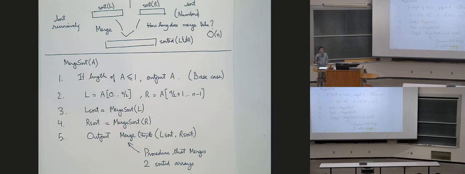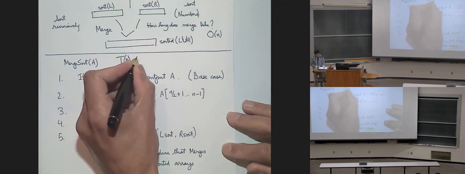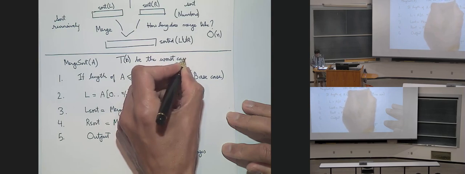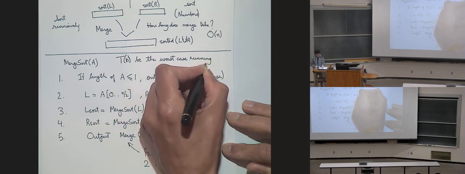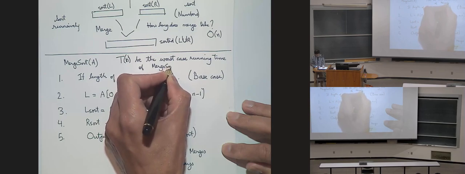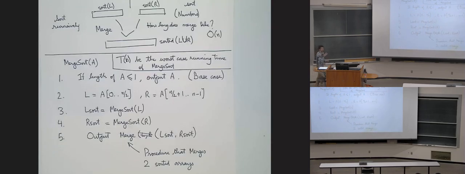So the way that you usually work this is you have to solve a recurrence, like in dynamic programming you had a recurrence. This is really a recurrence of the time complexity. So what I'll say is let T of n be the worst case running time of merge sort. And what I want to do is figure out what T of n is. So I'm going to write a functional equation in T of n, and then solve it.